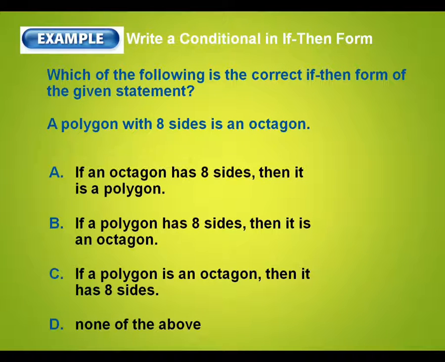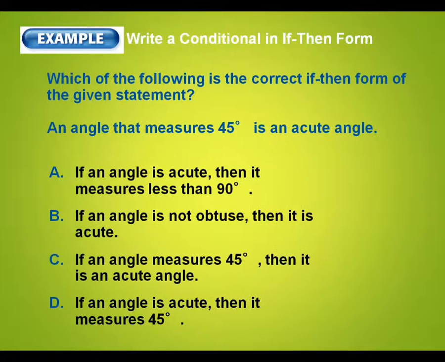So a polygon with 8 sides is an octagon. Again, in this case, the conclusion is it's an octagon. So if a polygon has 8 sides, then it is an octagon. An angle measured 45 is an acute angle. So the conclusion here is what? Again, this is now writing it in if-then form. But the conclusion here is what's happening.